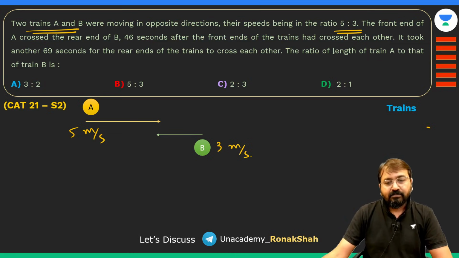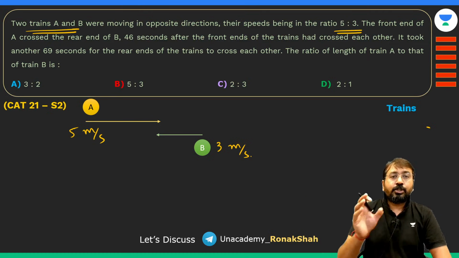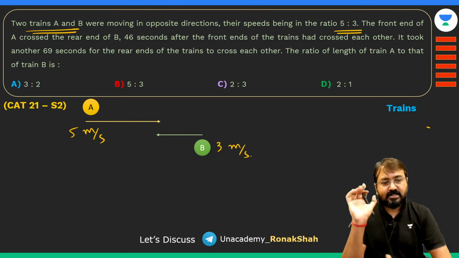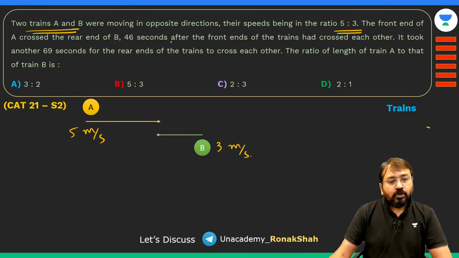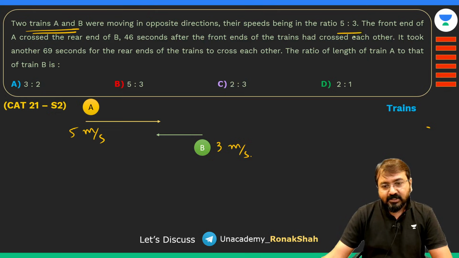There is a reason, because we are asked to find out the ratio. Whenever we come across such ratio questions, ratio of length and all, we don't need to find out the exact length, so we can assume the speed. Otherwise we need to assume in the form of x, 5x and 3x and all, right? So what it says now, this part is tricky in this question.